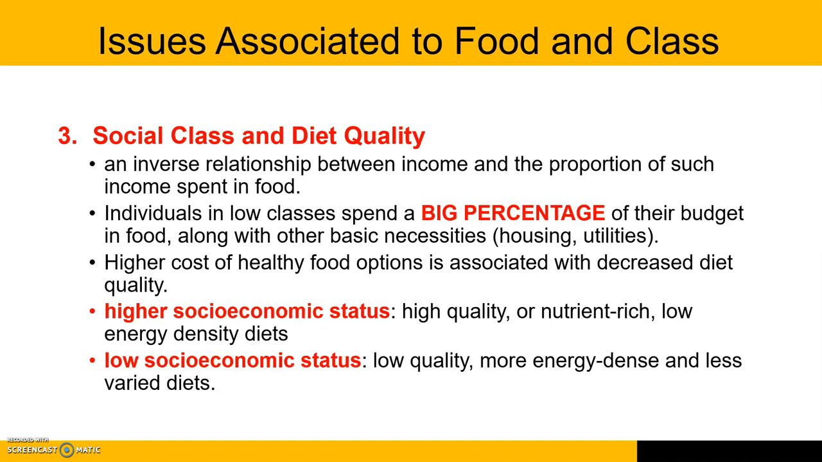The important part is the outer, the way they present themselves to society is much more important rather than having food. And the higher cost of healthy food options is associated with decreased diet quality. Higher social classes have a high quality diet, ataupun kita panggil sebagai nutrient rich low energy dense food. Compared to the low socio-economic status, they have a low quality but more energy dense and also less varied diet.